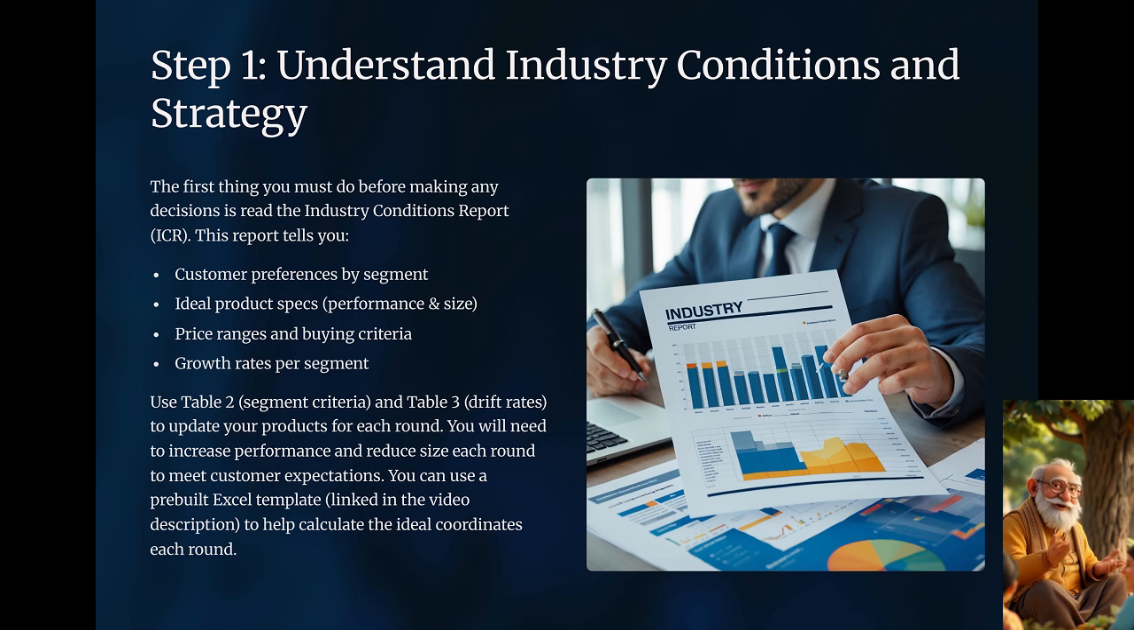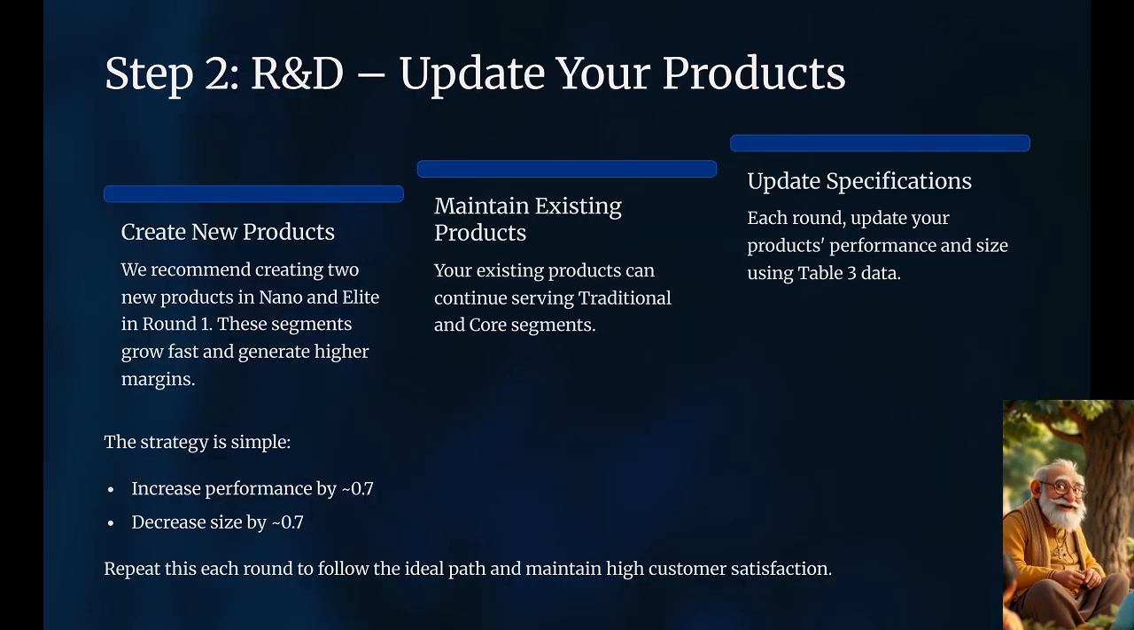Step 2. R&D. Update your products. We recommend creating 2 new products in Nano and Elite in round 1. These segments grow fast and generate higher margins. Your existing products can continue serving traditional and core segments. Each round, update your product's performance and size using Table 3 data. The strategy is simple: increase performance by 0.7, decrease size by 0.7. Repeat this each round to follow the ideal path and maintain high customer satisfaction.